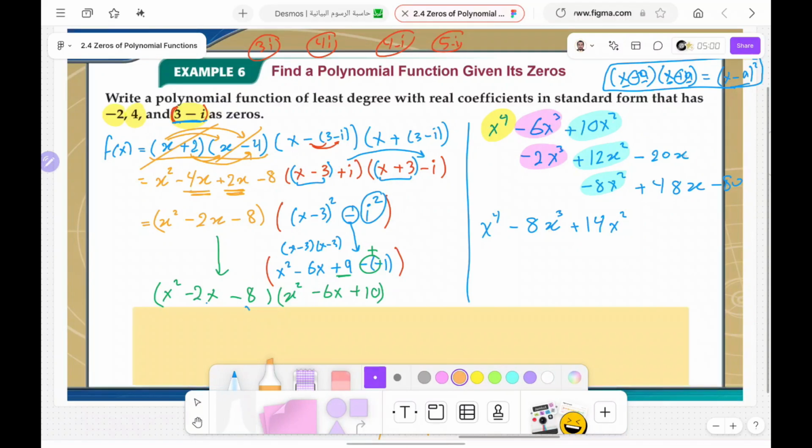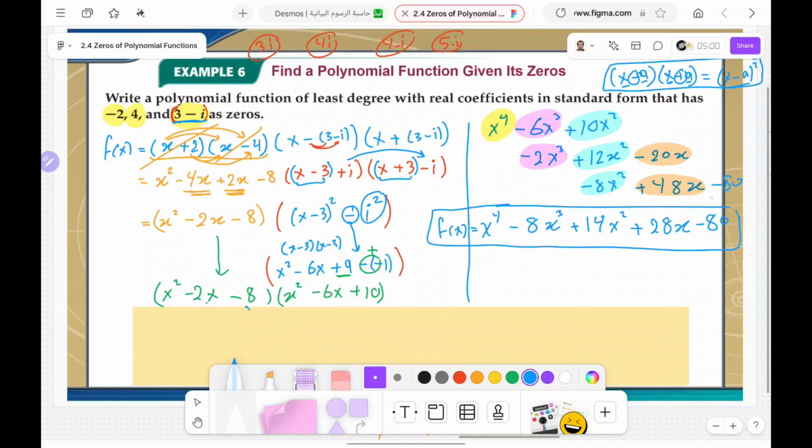Then I have -20x with a positive 48x. They are like terms, so the answer is plus 28x, and the last one is -80, it's alone. So now f of x is equal to x to the power of 4 minus 8x cubed plus 14x squared plus 28x minus 80. I know it's a lot of distributive property, but if you memorize the multiplication table very well, the question will be easy for you.